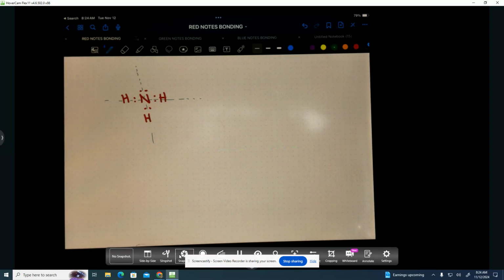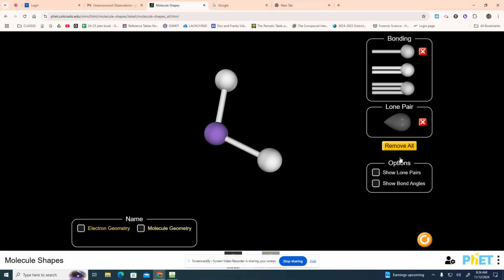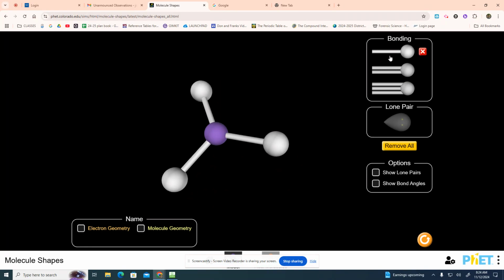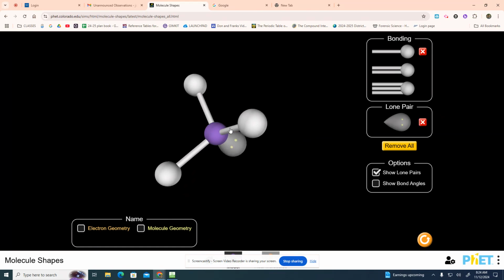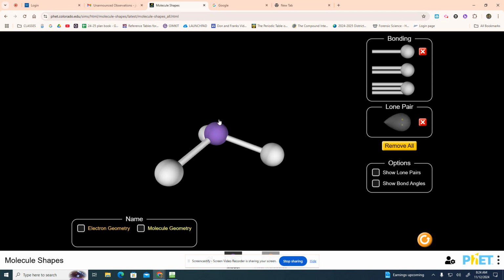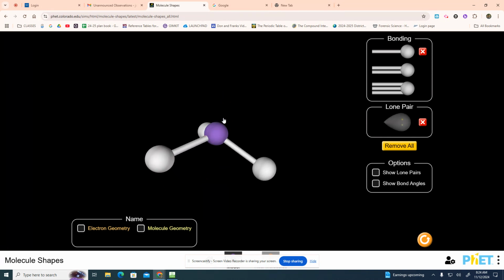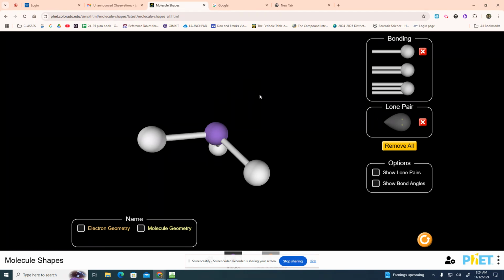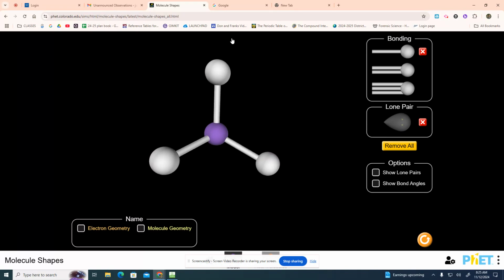Okay? Let's look at what this looks like if I were to do this. I'd have 1, 2, 3, but I have a lone pair of electrons. Whoops, I got to show them. And I put it on there. Now look at what it looks like. Okay? In 3D, this side of the molecule is different than this side because this non-bonding pair is still taking up room.